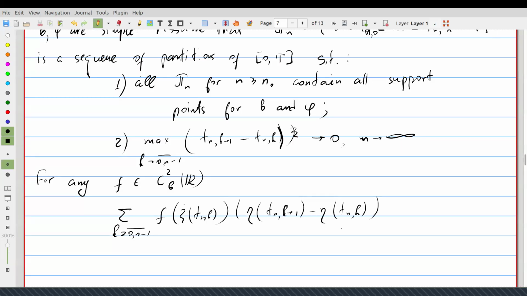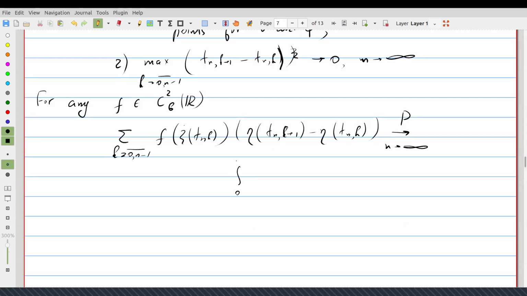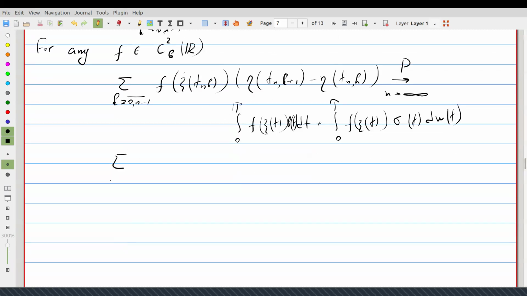Eta is a simple process. This converges in probability when n goes to infinity to the sum of the following two integrals: integral from 0 to t of f psi of t, a of t dt, plus integral from 0 to t of f psi of t, sigma of t, dW of t. Oh, sorry, here should be sigma of t. And this is actually an easy part. This is 1, this is 2.